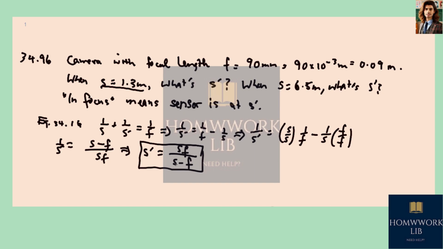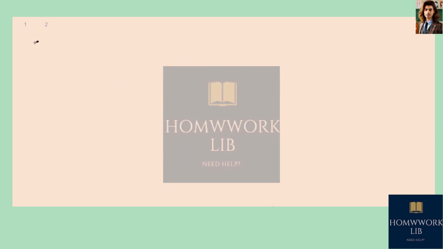All we have to do is substitute. The focal length is fixed, and we change S, which gives us the new S prime. In one case, S is 1.3, and in another case, S is 6.5. So let's examine the case when S is 1.3 meters.